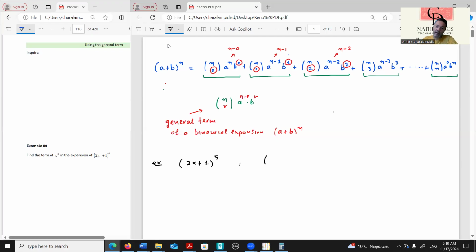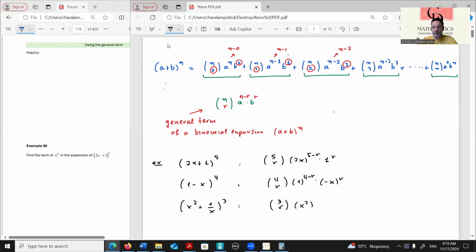It should look like 5 choose r, 2x to the power of 5 minus r times 1 to the power of r. Let's work with the general term of 1 minus x to the power of 4. That should be 4 choose r times 1 to the power of 4 minus r times negative x to the power of r. The general term of x squared plus 1 over x to the power of 3. That should be 3 choose r, x squared to the 3 minus r times 1 over x to the power of r. This is how we form the general term.